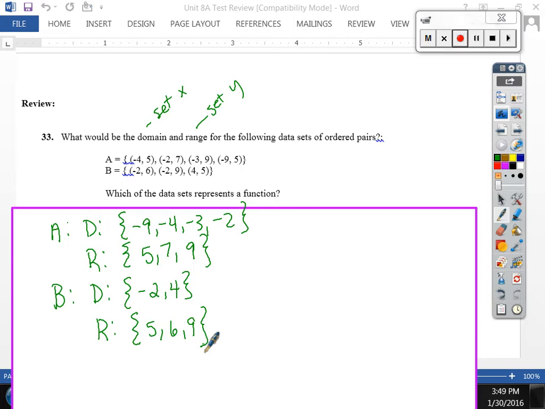Now we want to know which one is a function. A function is when we do not have repeated x's. So we do not have any repeated x's in A. We do have repeated y's, but that doesn't matter. So this is a function. In B, the -2's are repeated, so this is not a function.